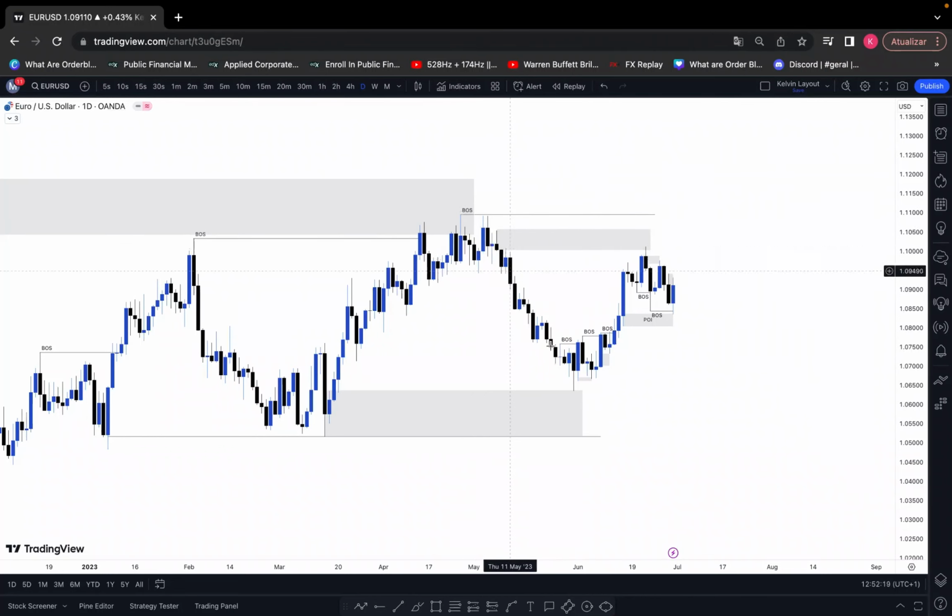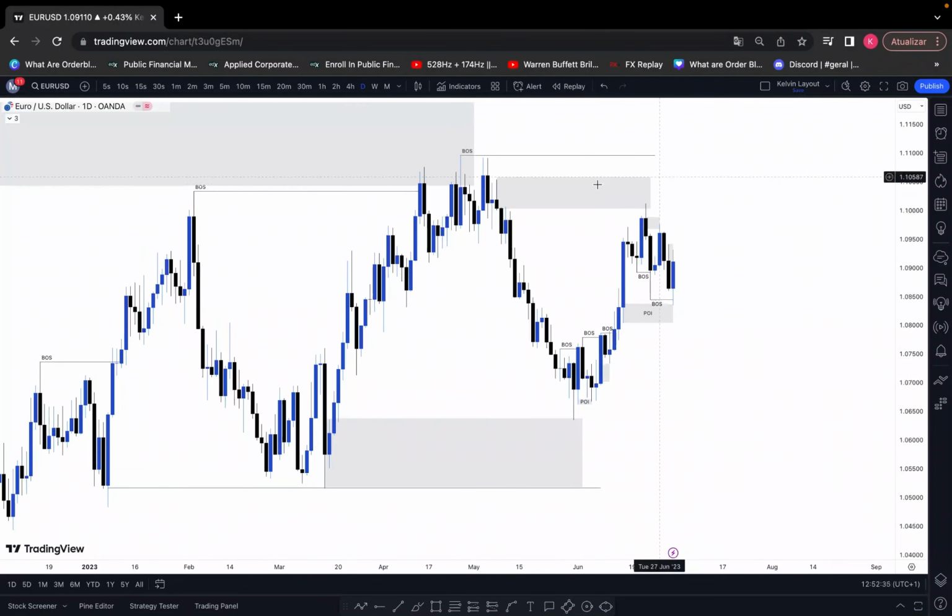And that's when we have this strong pullback. Now, looking from the daily, I looked at this pullback as price coming into this demand zone, and then possibly we have the continuation to the upside to take out the daily previous high, and then we continue the bullish order flow.